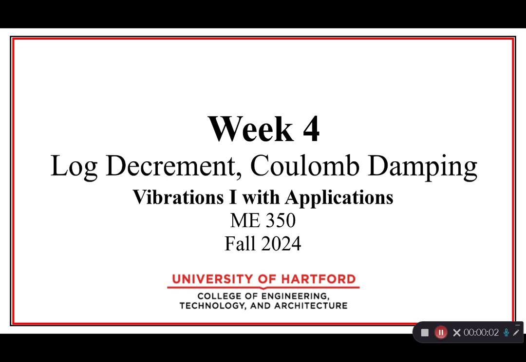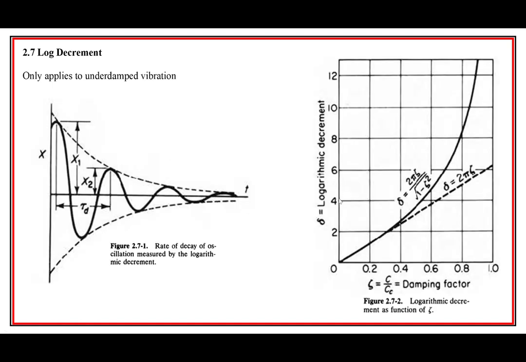All right, well, welcome to week 4 of vibrations, and we're going to cover the log decrement and Coulomb damping in this class, or in these classes for this week. Here's the basic idea: we're going to use an empirical way to determine what the damping coefficient is going to be. So that's like the big idea in the log decrement. We can see what the decay is going to be by taking the peaks and seeing the relative position.